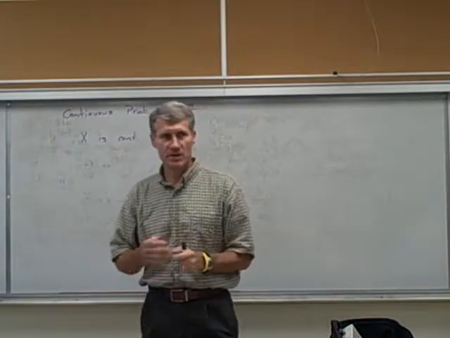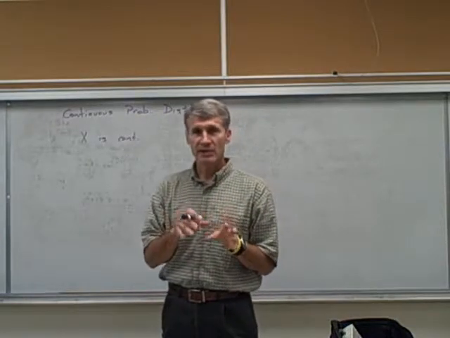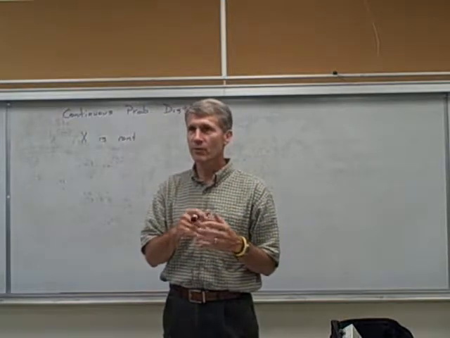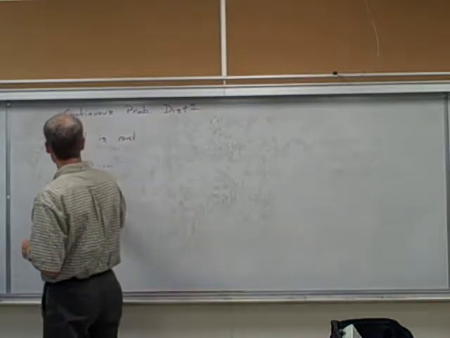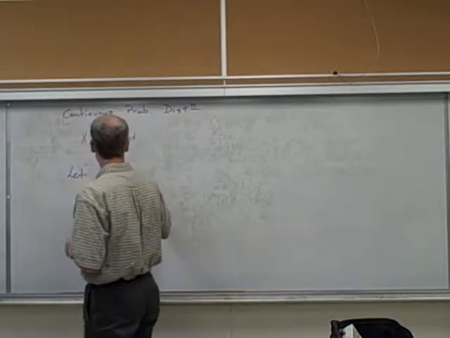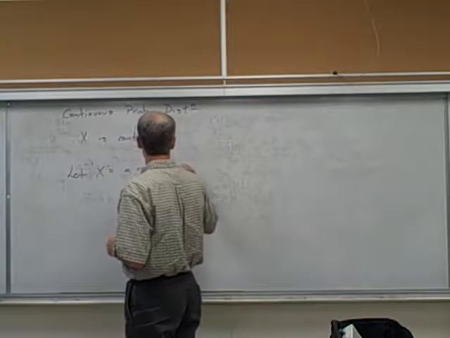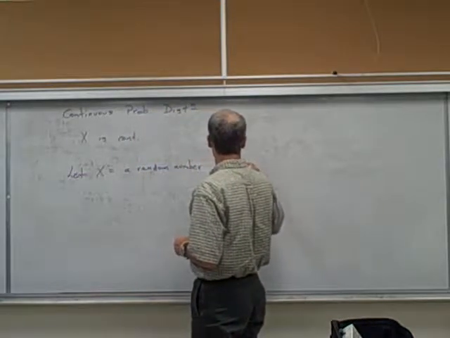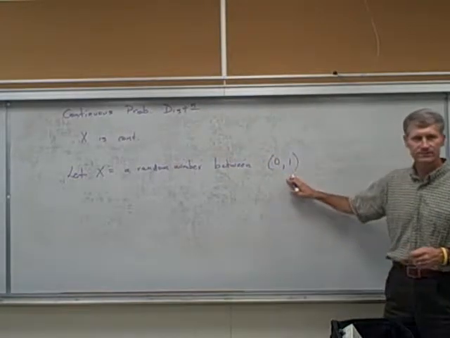To start this discussion, at the end of section 6.1, the author talks about the uniform probability distribution. So we let x equal a random number between 0 and 1. So in that interval.